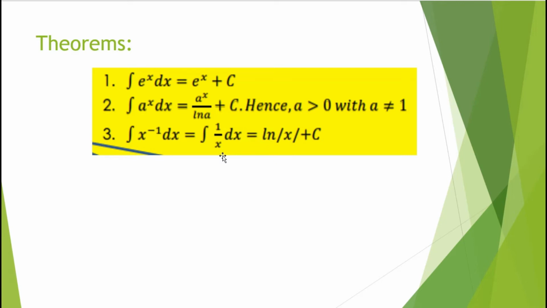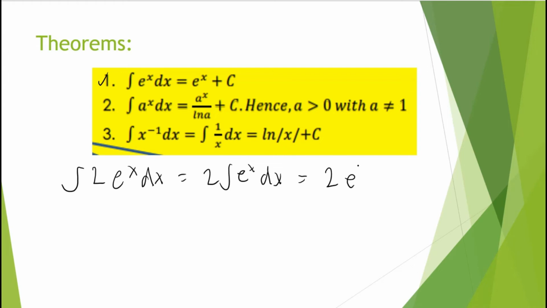Okay, to give examples of these, 2 e raised to x dx. So this is theorem number 1, di ba? Okay, so ilabas natin yung 2 and then we integrate e raised to x dx. So 2, ito yun yung number 1. The integral of e raised to x dx is equals to also e raised to x but with plus c. So this is the final answer, no?